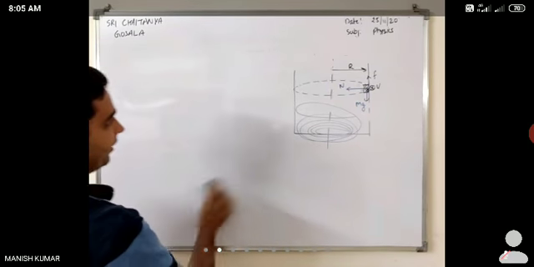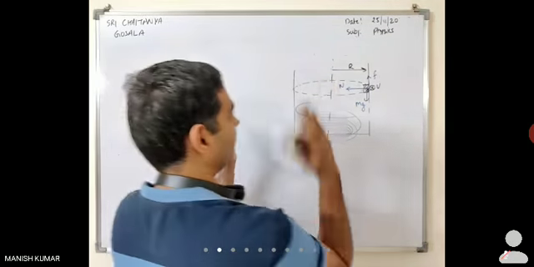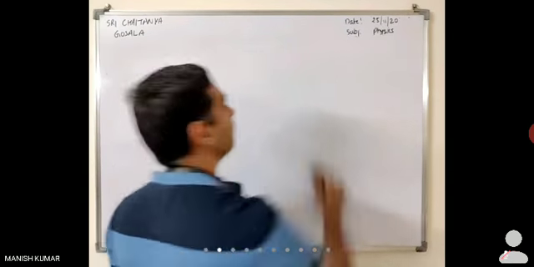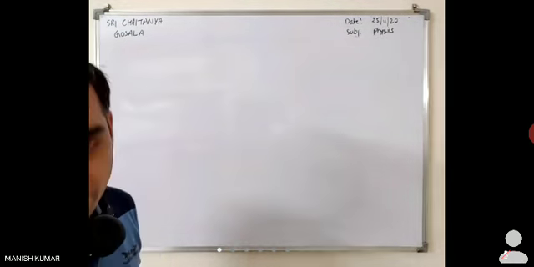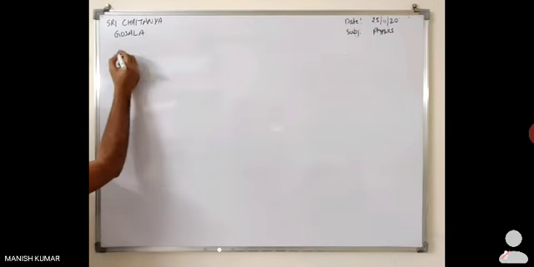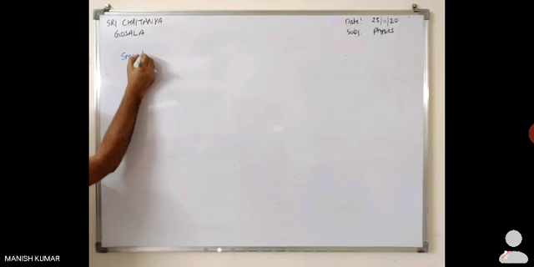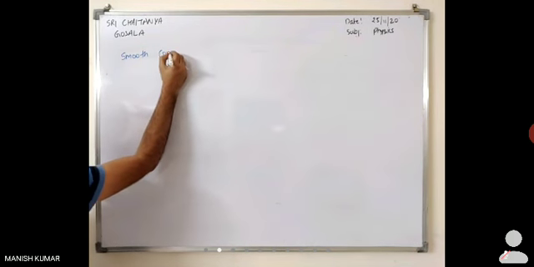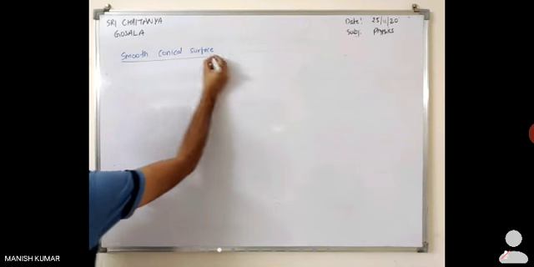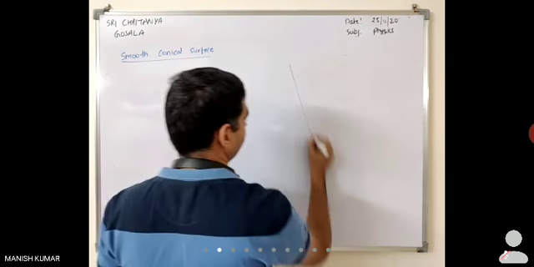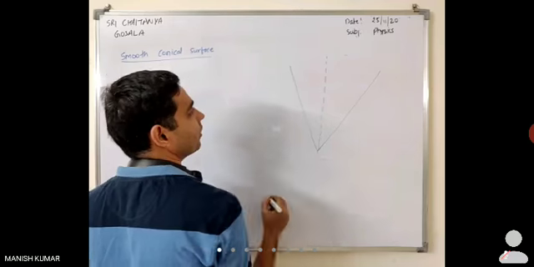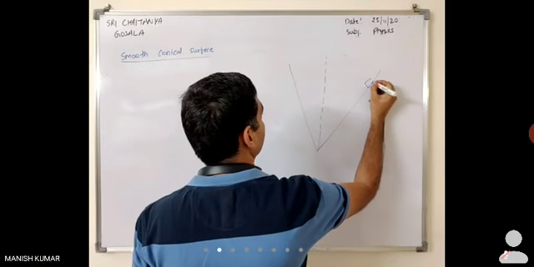What about if this is not in circular turn, this is a conical pattern, then what will happen? Then even if the surface is smooth, still the block can revolve. So, a smooth conical surface. Let's say this is a conical surface and in which a block is revolving.